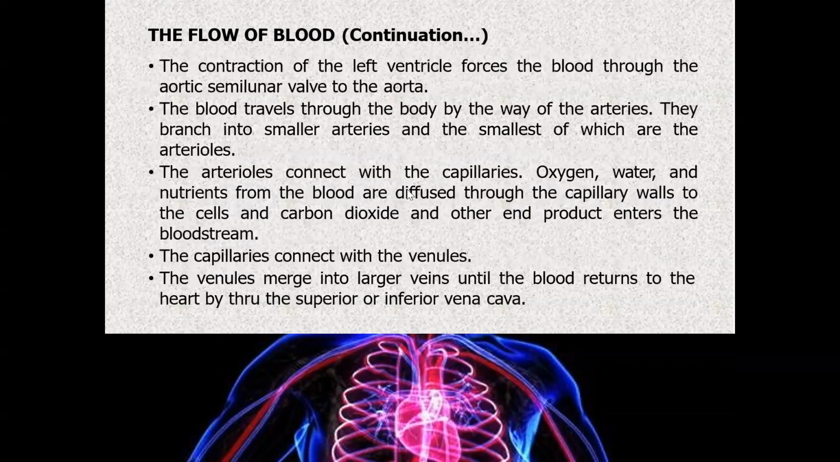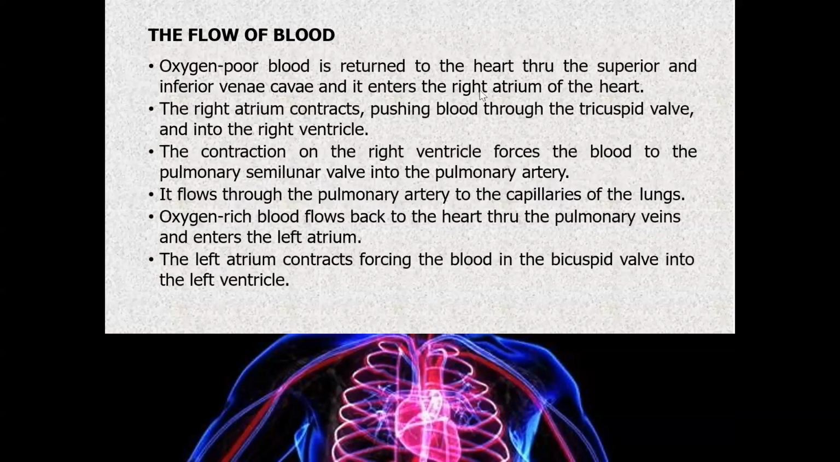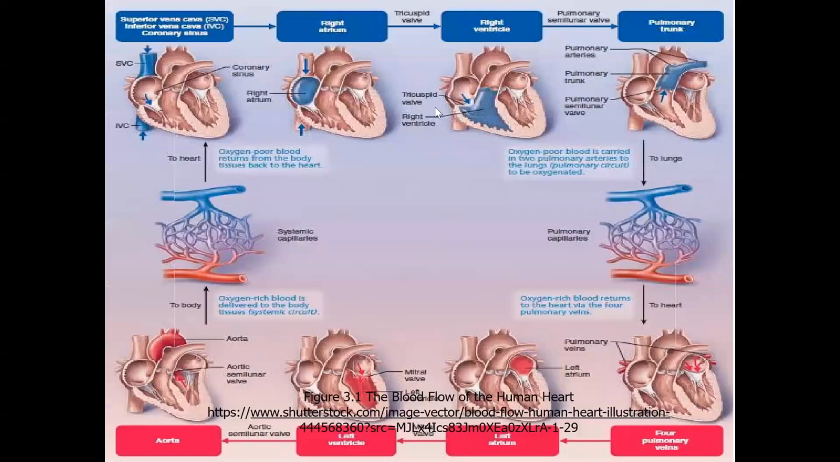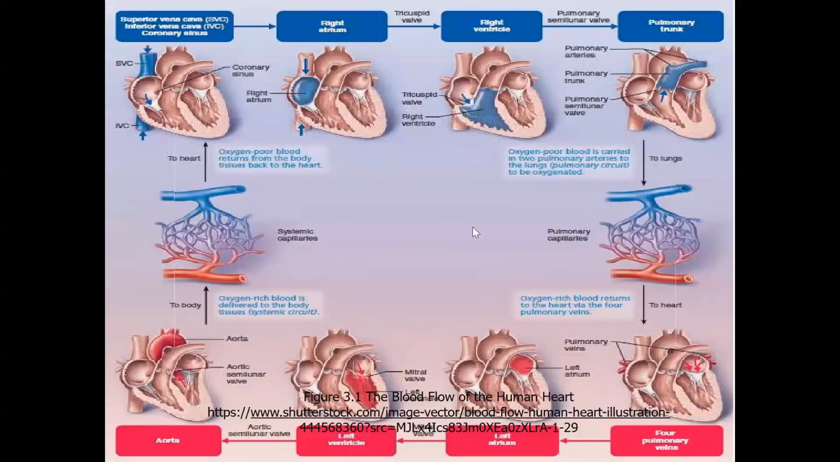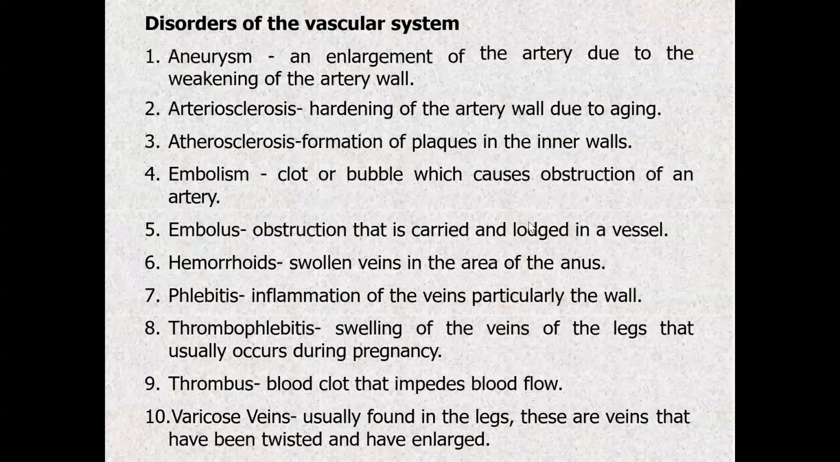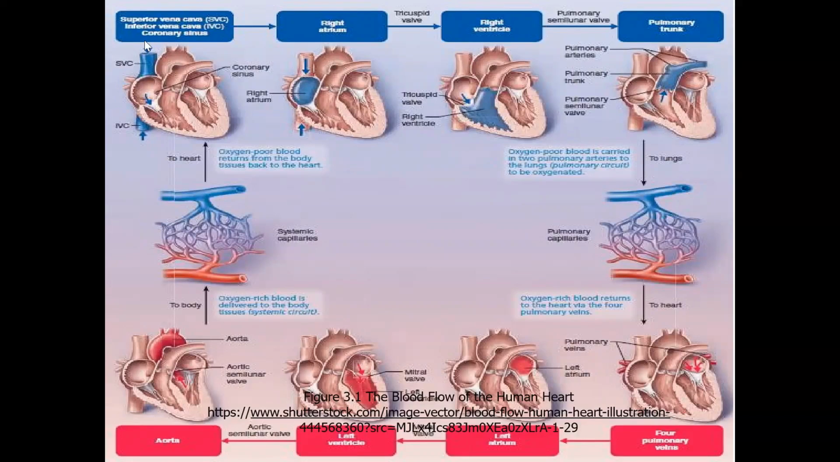Ito class, let's discuss the flow of blood. Basahin nyo na lang to. Mag-focus ako dito sa picture. Kung ano itong mga nandyan na words, i-discuss na lang natin dito sa picture para mas maintindihan natin. Si superior vena cava at si inferior vena cava, ang laman niyan is deoxygenated blood. Si deoxygenated blood, pupunta yan kay right atrium.